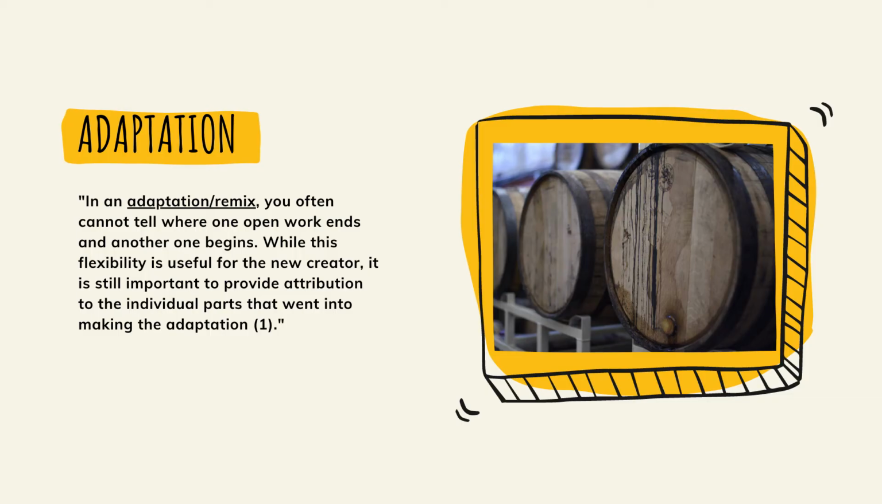To break it down further, in an adaptation or remix, you often cannot tell when one open work ends and another one begins. Whilst this flexibility is useful for the new creator, it is still important to provide attribution to the individual parts that went into making the adaptation.